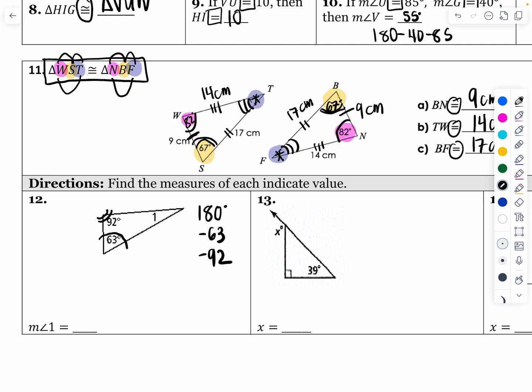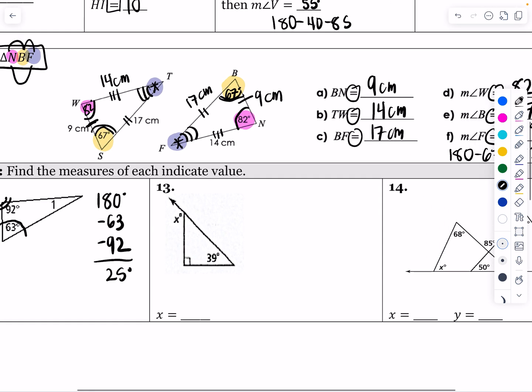Okay, so I'm going to do 180 minus 63 minus 92. What do I get? I get 25 degrees. A lot of y'all are used to going 92 plus 63 and then subtracting that from 180. The quicker way to do this, if you're working on your speed, especially for the ACT, is just to rip off the angles that you have.